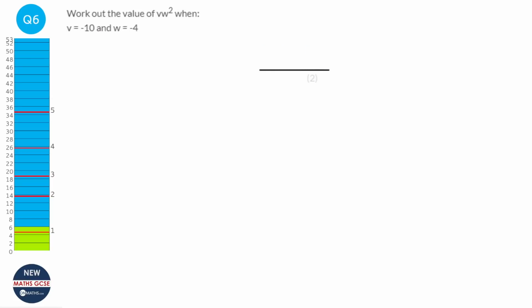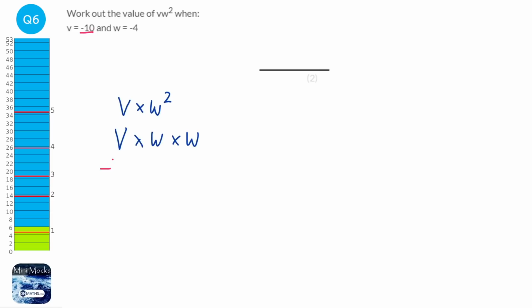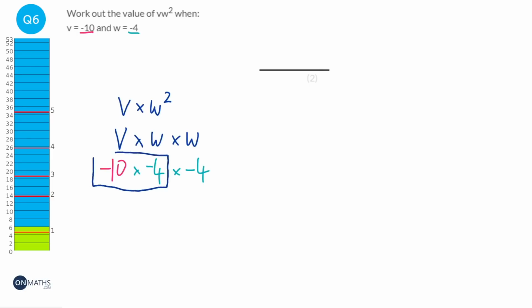Let's rewrite this expression but with a times sign in, so v times w squared. Now w squared just means times by itself, so we can rewrite that as v times w times w. Okay, so we know v is minus 10, so minus 10. And we know w is minus 4, so it's times minus 4 times minus 4. Okay, so when you multiply, it doesn't matter which order we do it. So what I'm going to do is I'm just going to do these ones first, and I'm going to ignore that times minus 4 at the end.